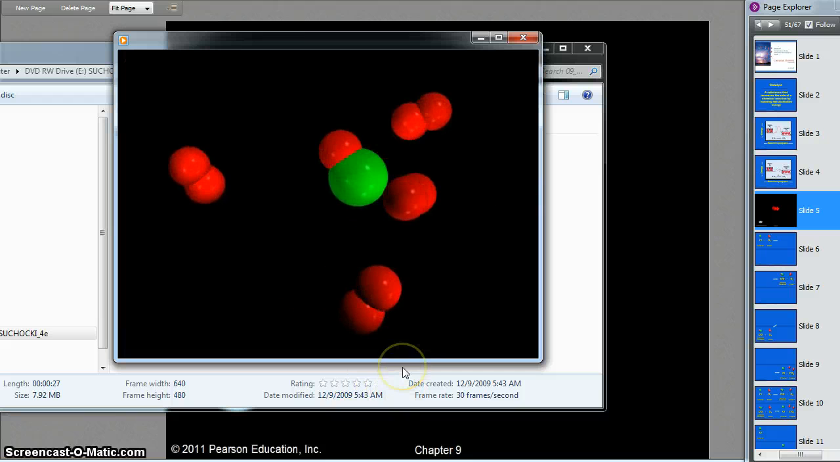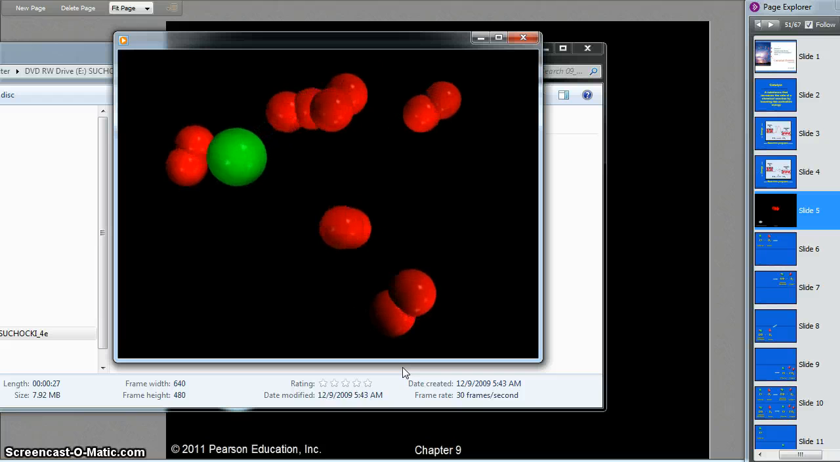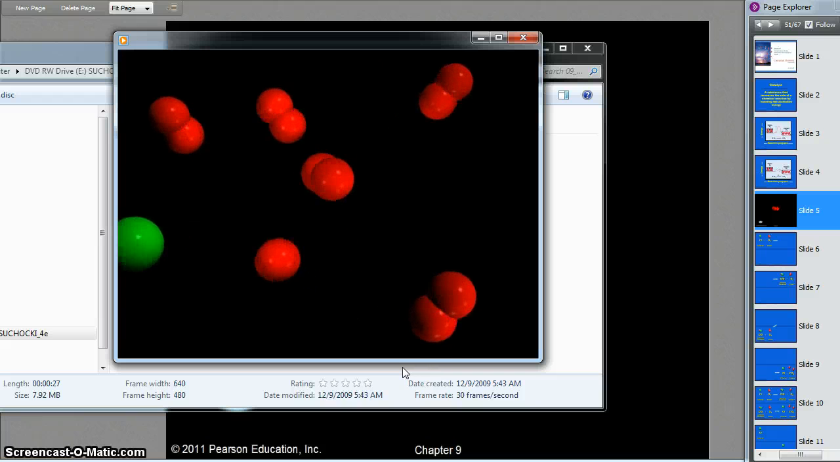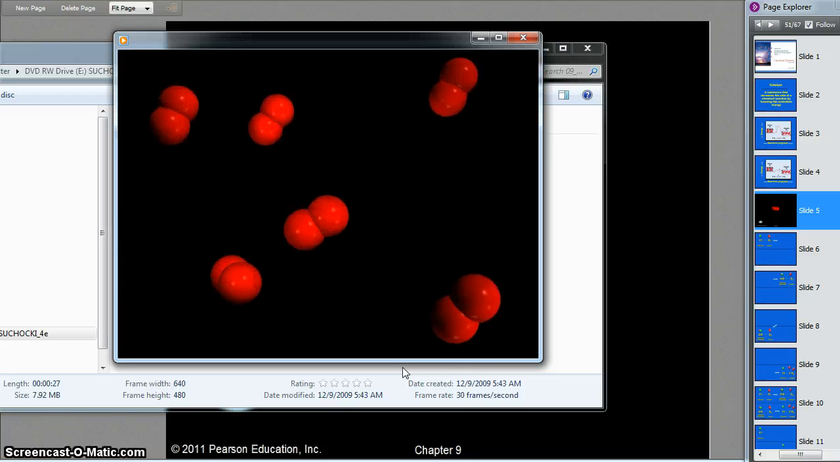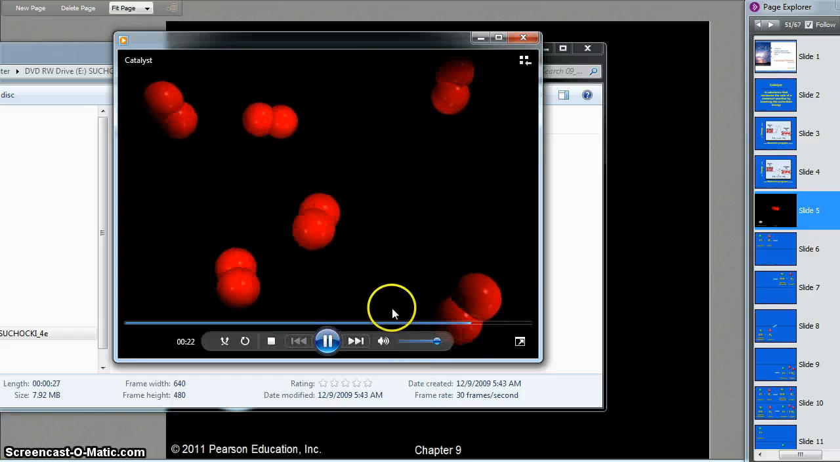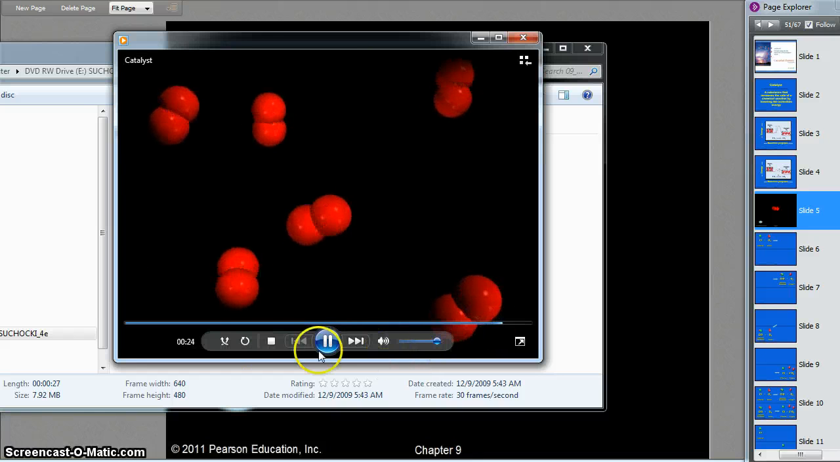This is an ozone molecule. It connects with the chlorine, and then it breaks it apart, and that chlorine atom is still there. The chlorine doesn't get used up. So let me play this for you again.